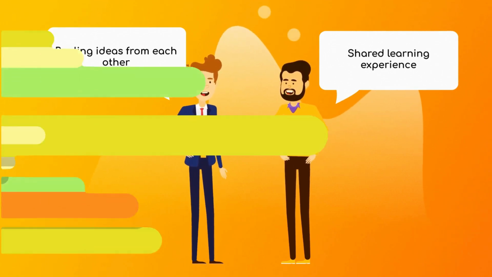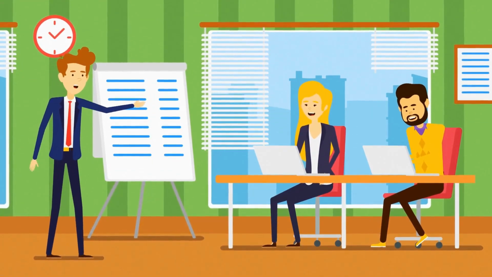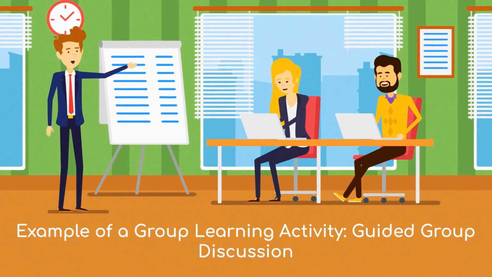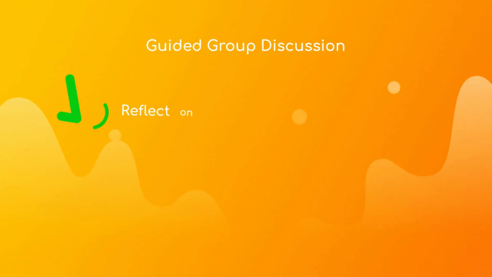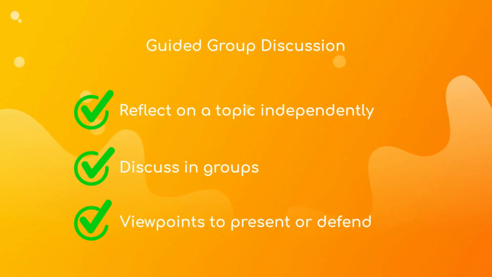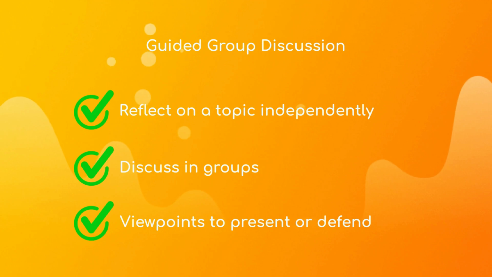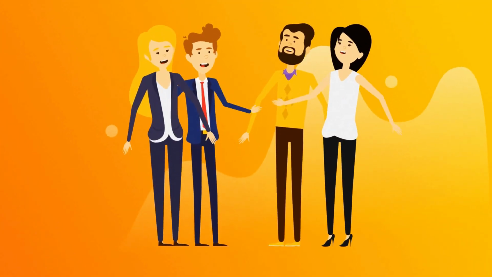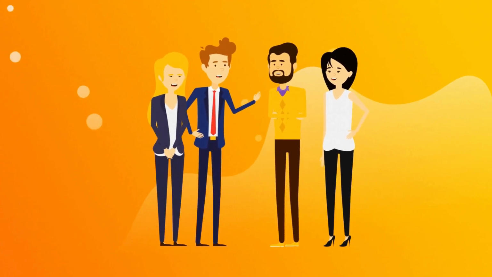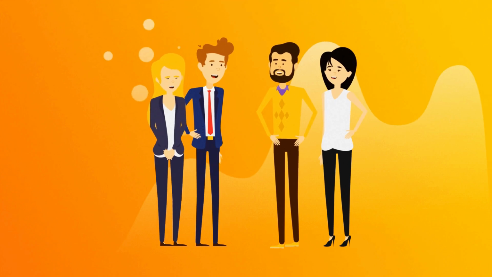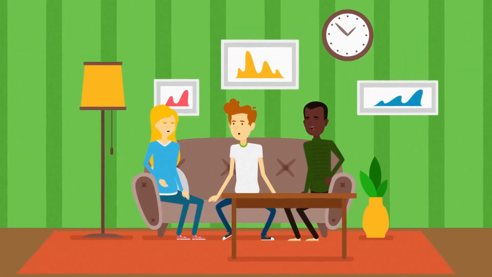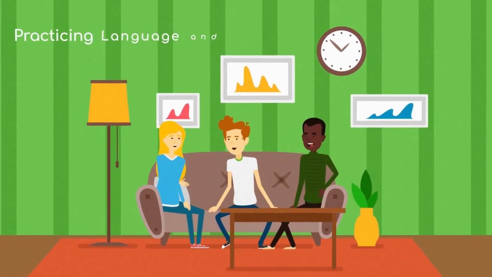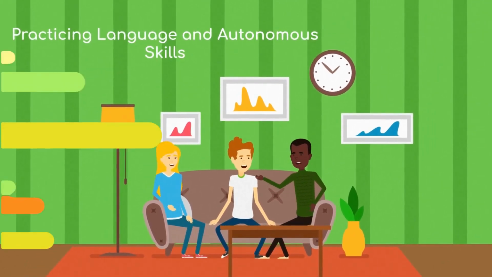shared learning experience. Let's explore an example of a group learning activity with the guided group discussion exercise. Learners first have time to think on a given discussion topic, then discuss in groups. They may also have specific viewpoints to present or defend. This group activity encourages learners to prepare a topic autonomously and to present their perspectives out loud. They will practice both language skills and autonomous skills.